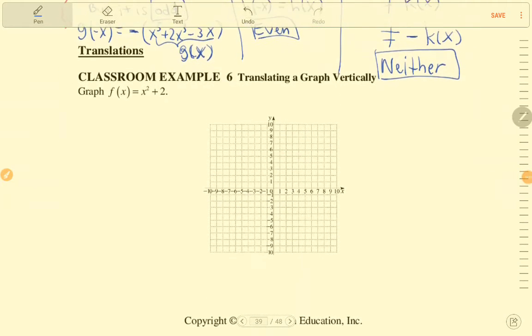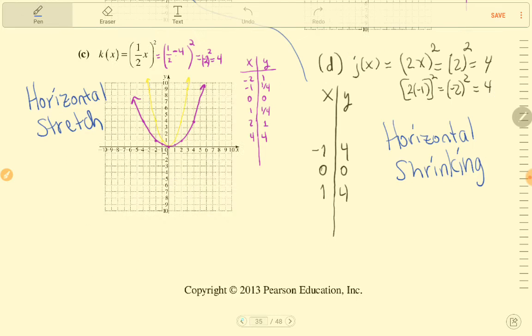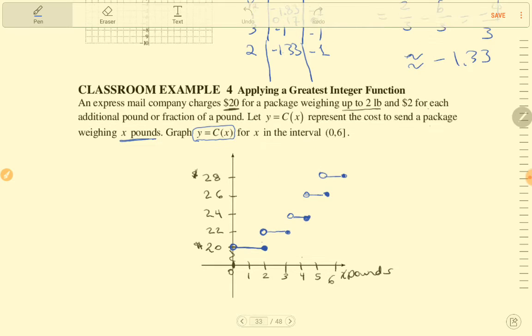Alright, so now that we've taken a little detour from transformations to discuss symmetry and whether or not a function is even or odd or neither, we are coming back to learning more types of transformations. So let me just back up for a moment to give you an overview of what we've been doing in this section.